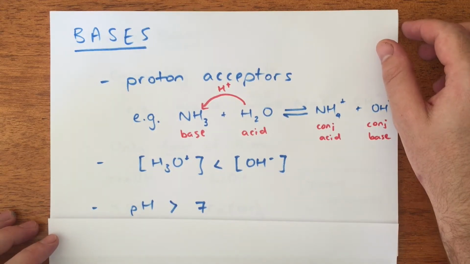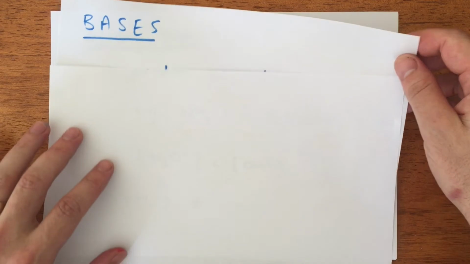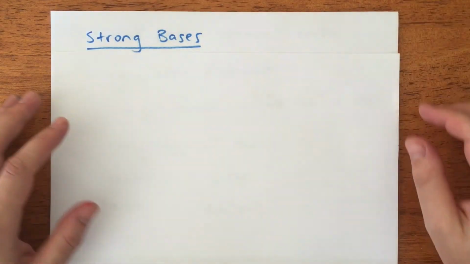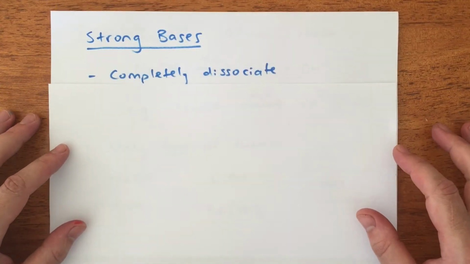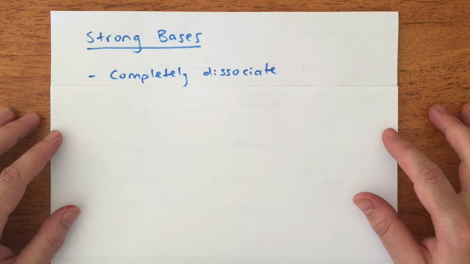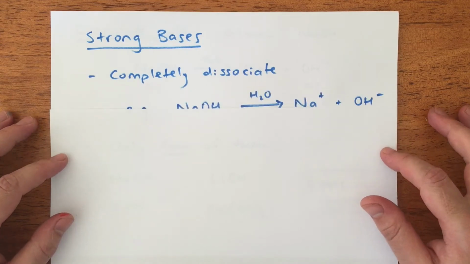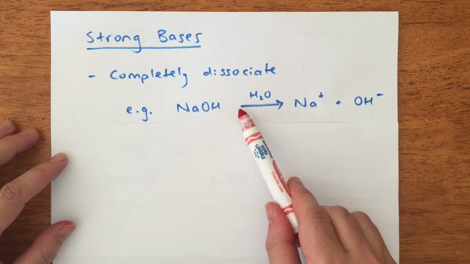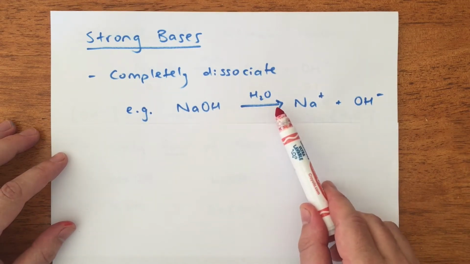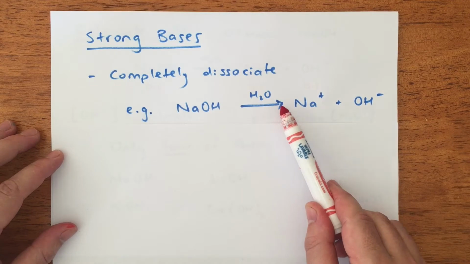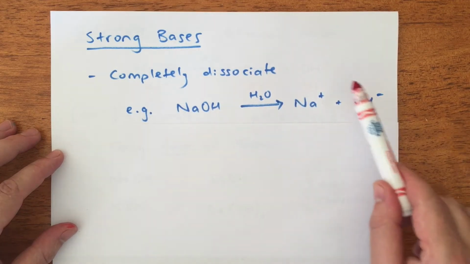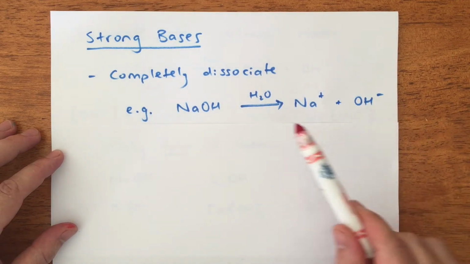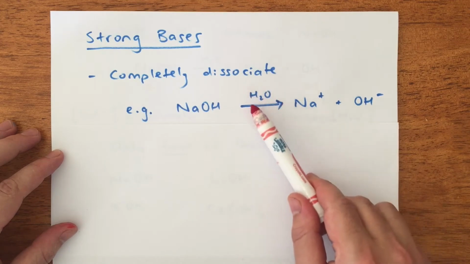Let's now have a look at strong bases. Strong bases completely dissociate when placed into water. Here's an example of one, sodium hydroxide. We can see that with this full arrow, that represents it's completely reacting, and it's forming its two ions, Na+ and OH-. It does this when it's in water.